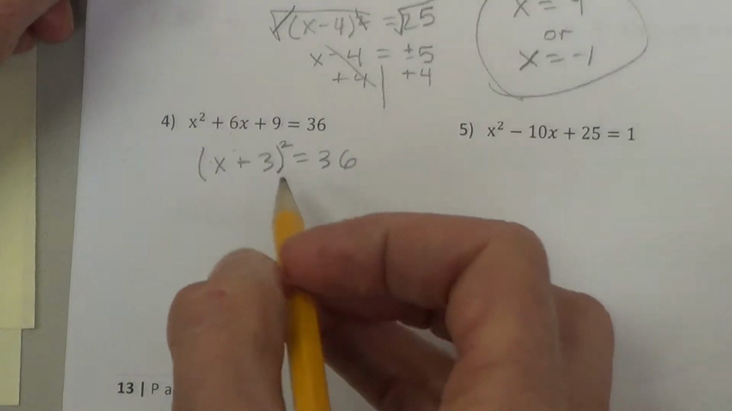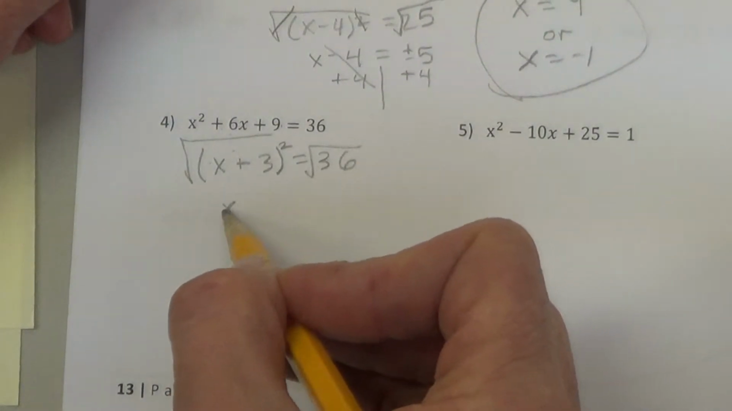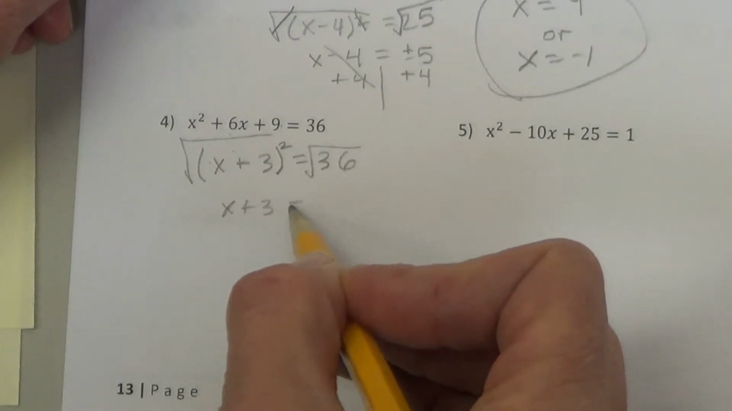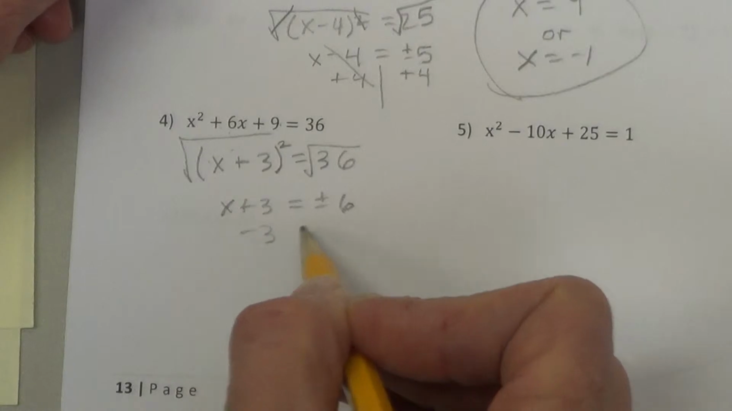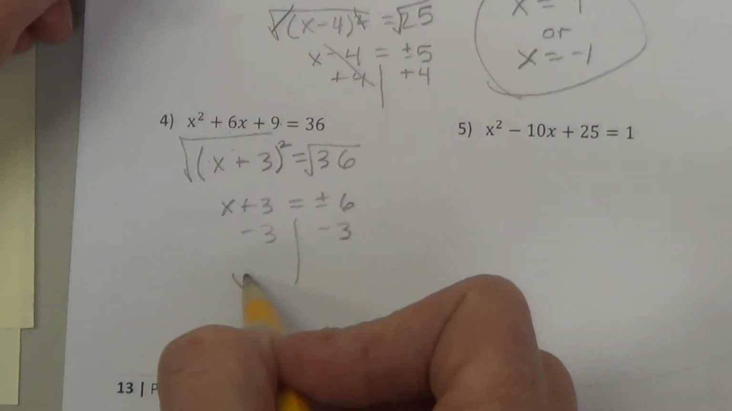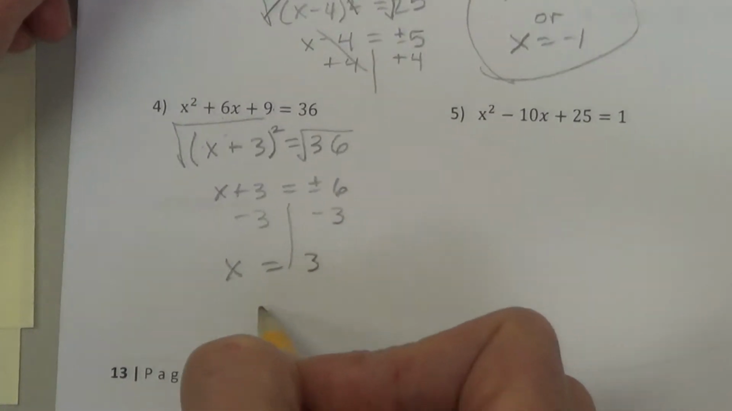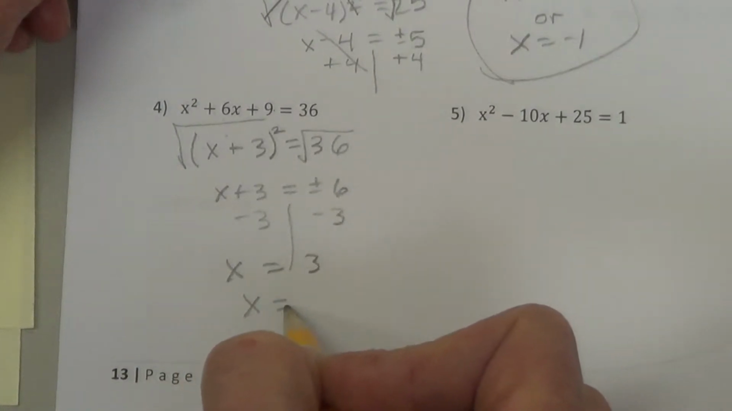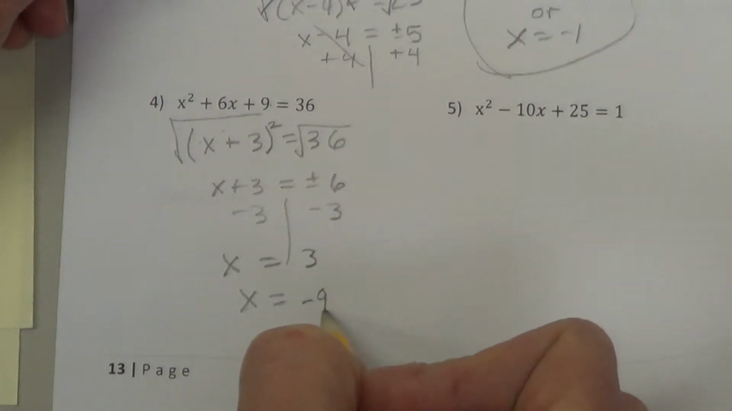Okay. We take the square root of each side, and we find that x plus 3 equals plus or minus 6. Subtract 3 from each side. We get x equals, well, 6 minus 3 is 3. And then our other choice is negative 6 minus 3 is negative 9.